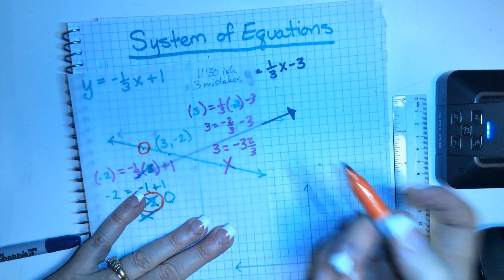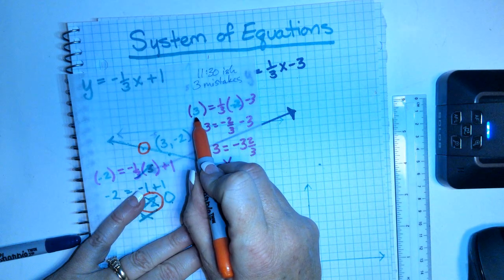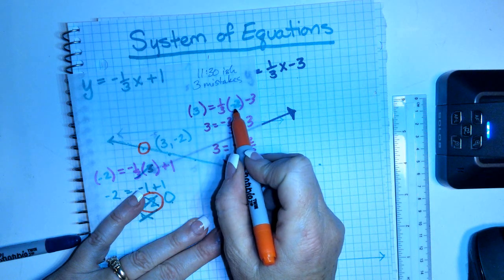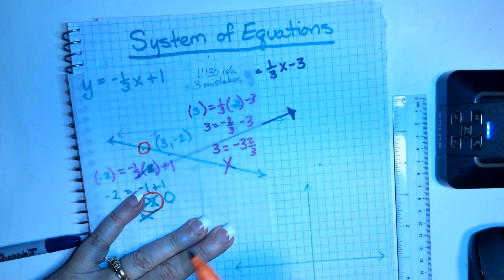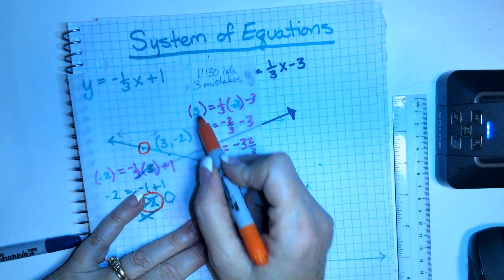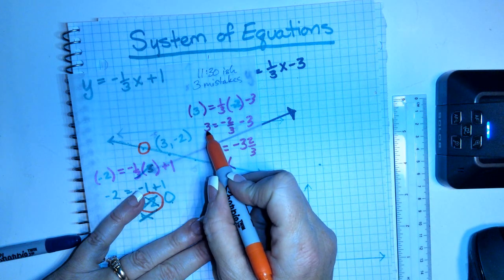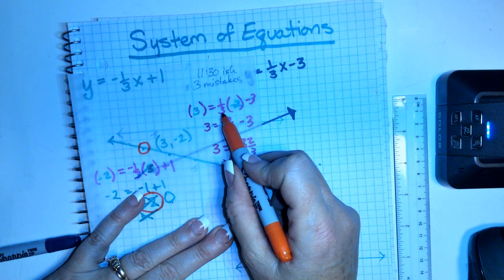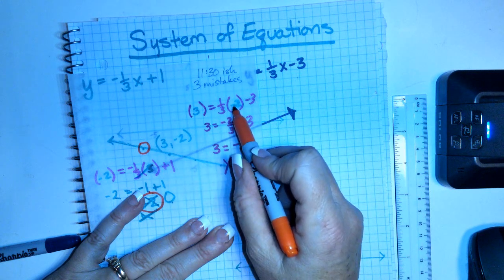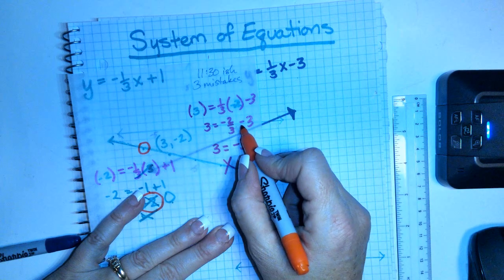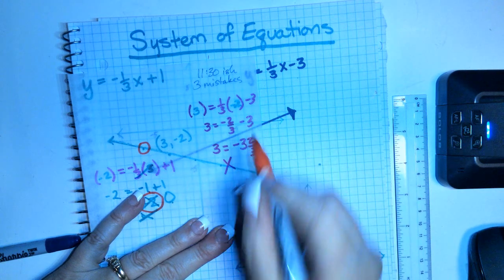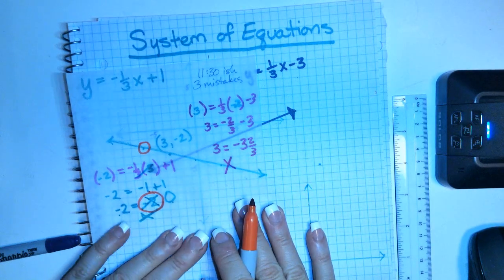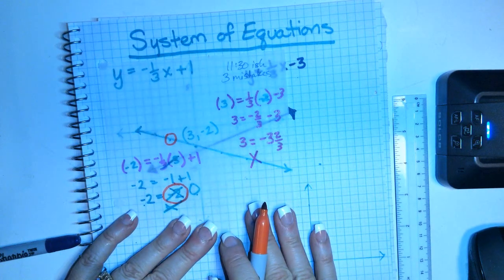So here I have 3 equals 1/3 negative 2 minus 3. So I bring this down, and this is 3. 2 times 1/3 is 2/3, and it's negative. And this is minus 3. Well, that looks like I did it right. So then where's the third mistake? Can you see it?